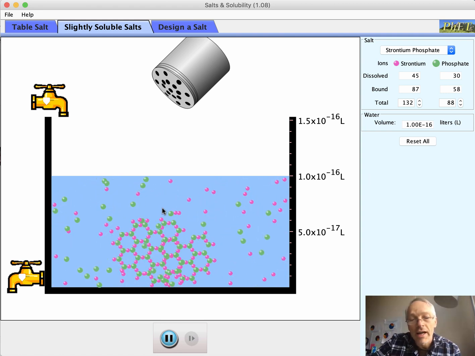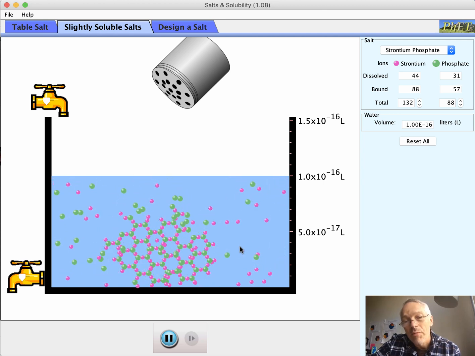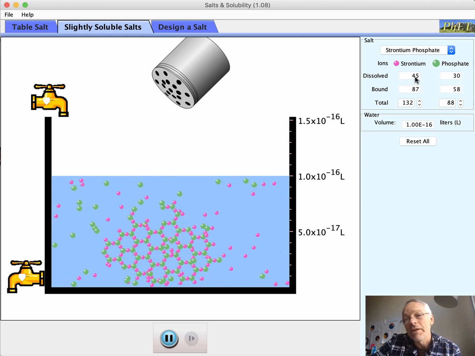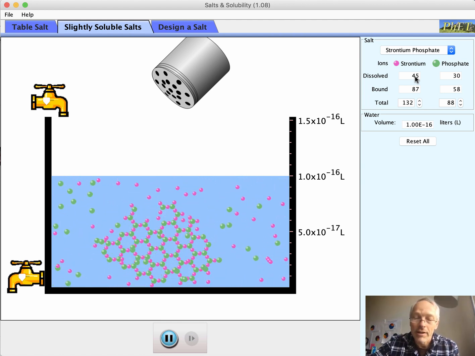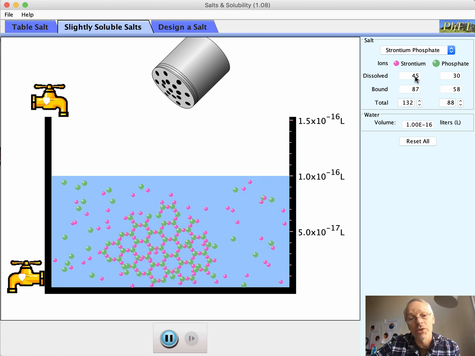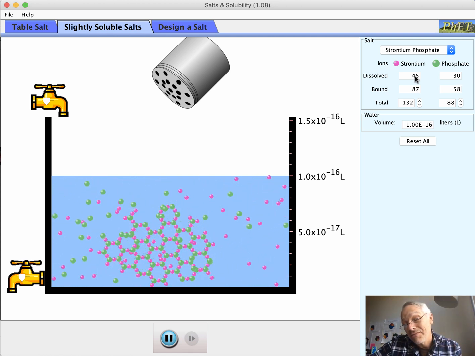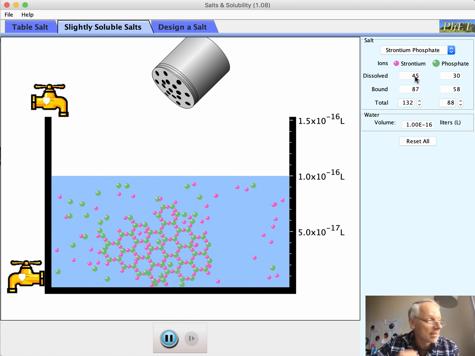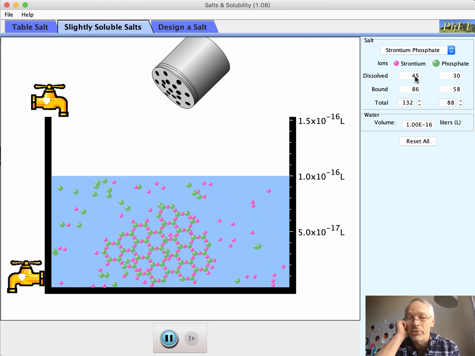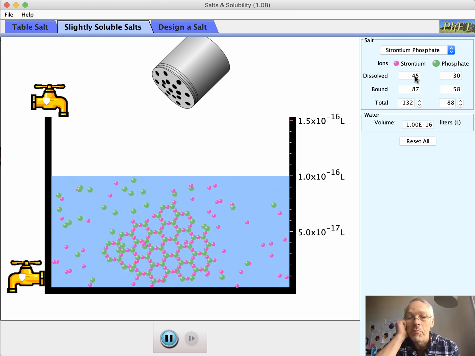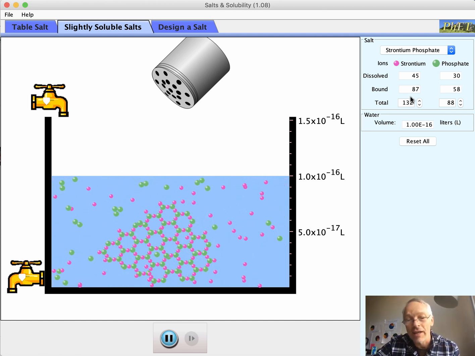But look at all the ions that are remaining in the crystal at the bottom of the tank. And remember, there are only 40-something dissolved here, and the volume is 2 million times greater than in the previous simulation with the sodium chloride. So how much dissolves with strontium phosphate compared to sodium chloride? It is virtually none. It is so small an amount. Millions of times less dissolving going on in this case.